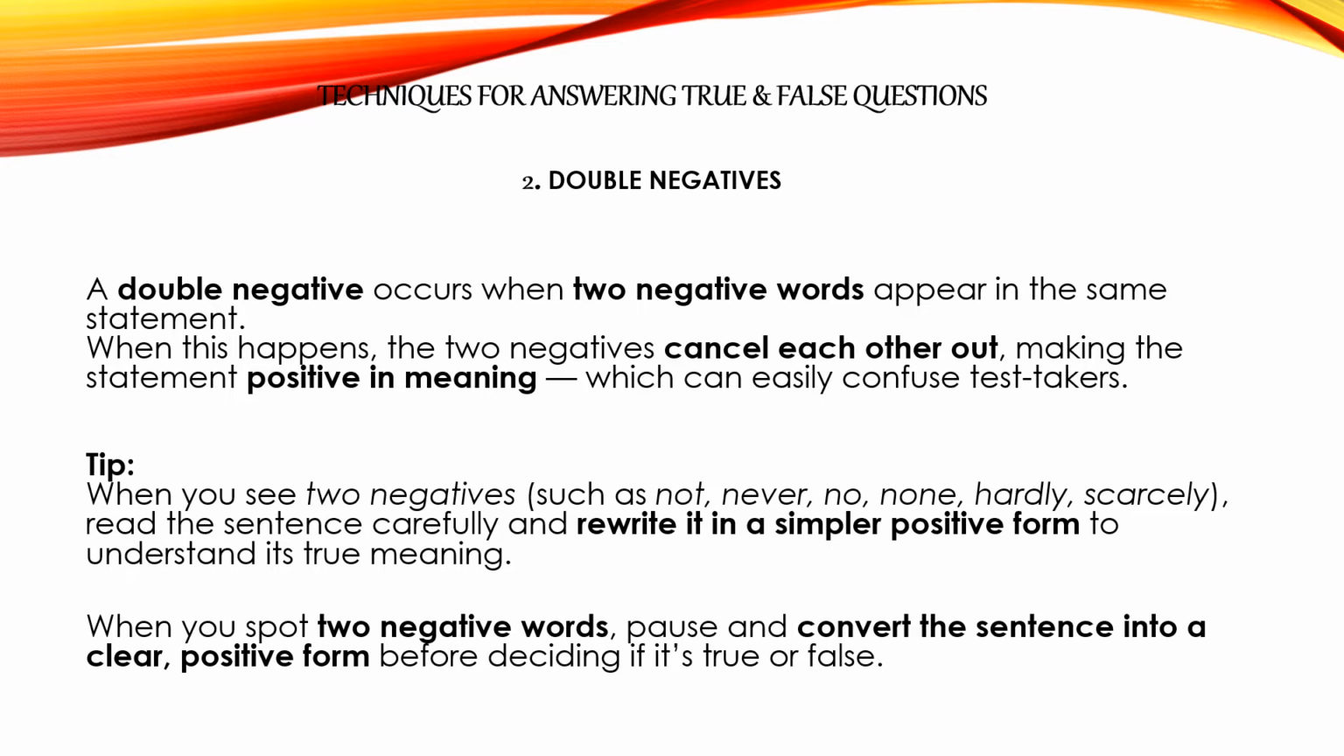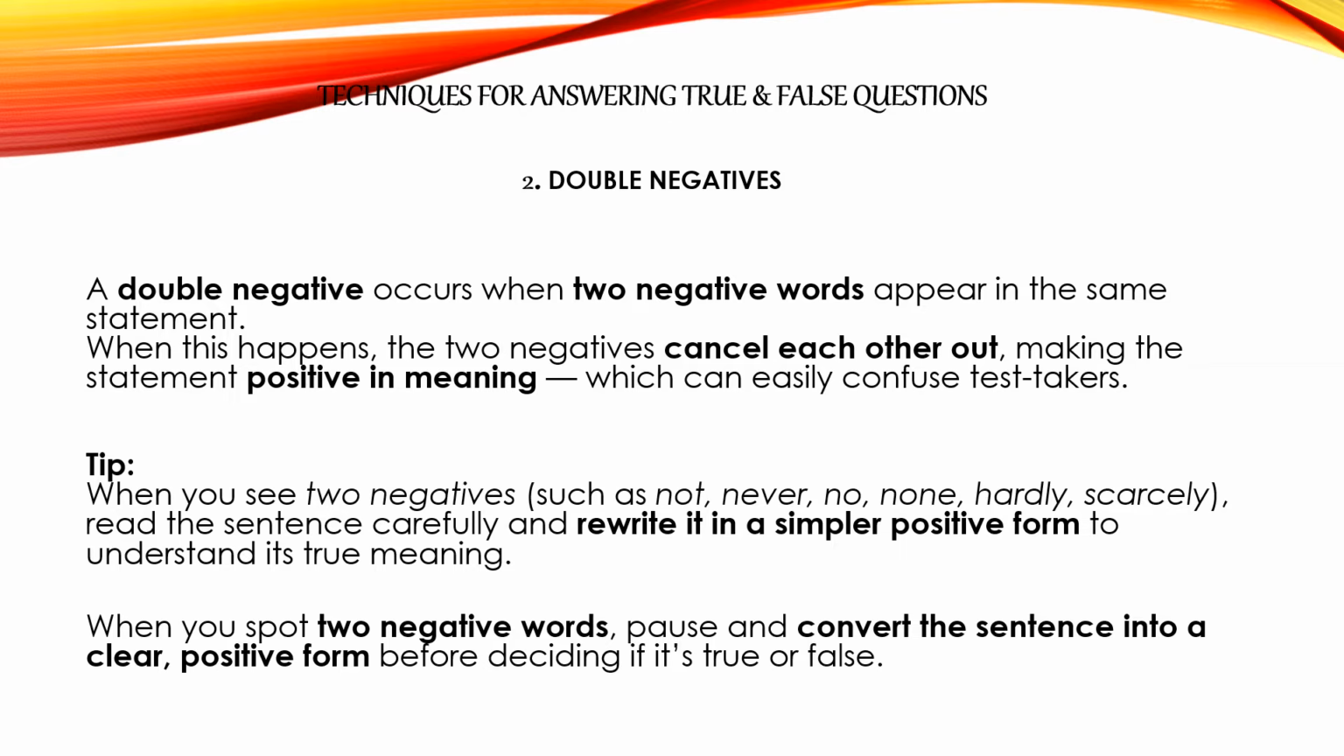It says a double negative occurs when two negative words appear in the same statement. When this happens, the two negatives cancel each other out, making the statement positive in meaning, which can easily confuse you, the test taker.